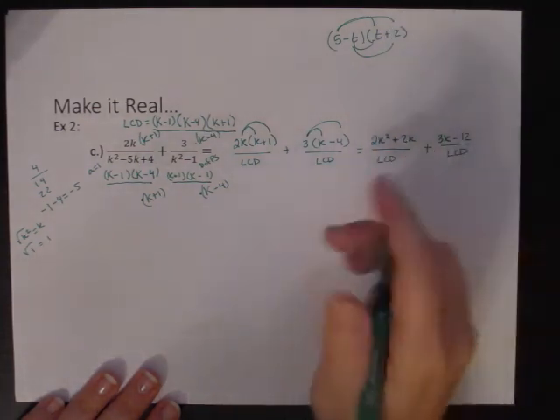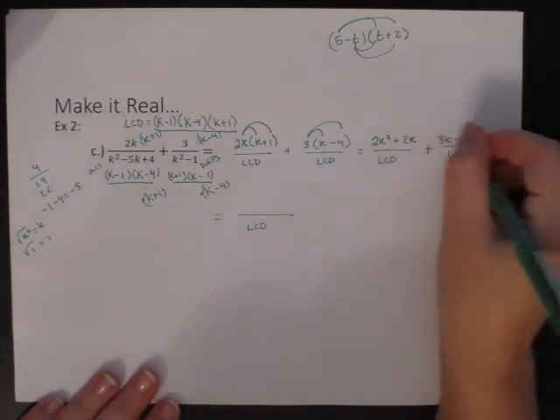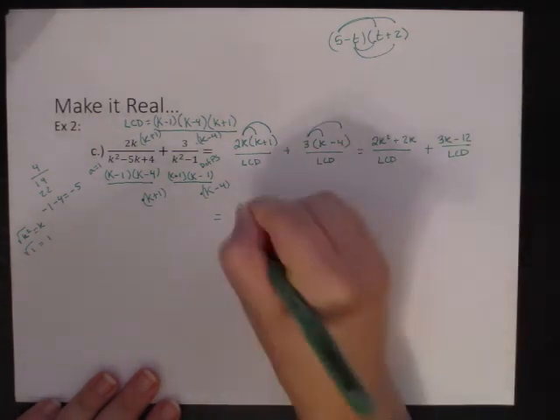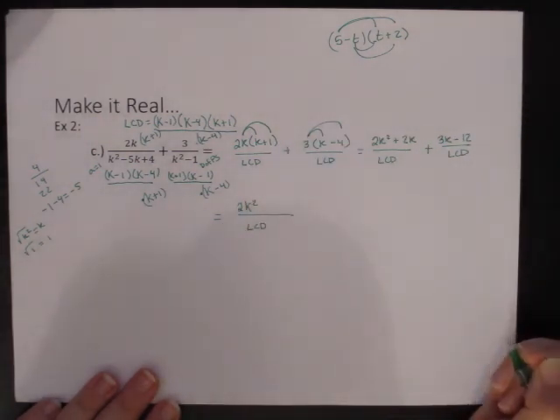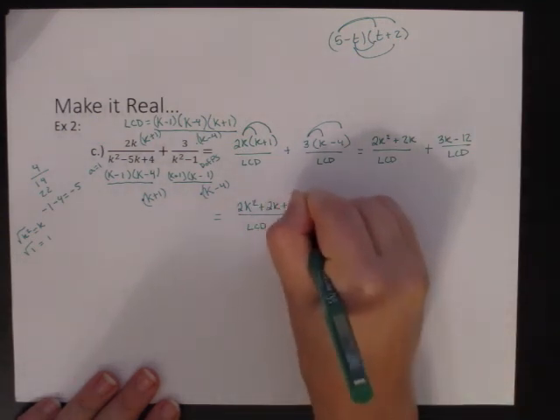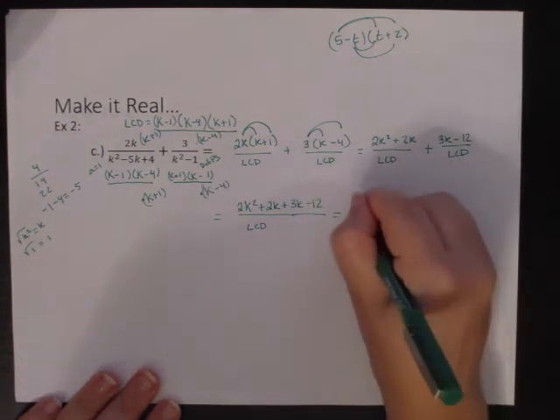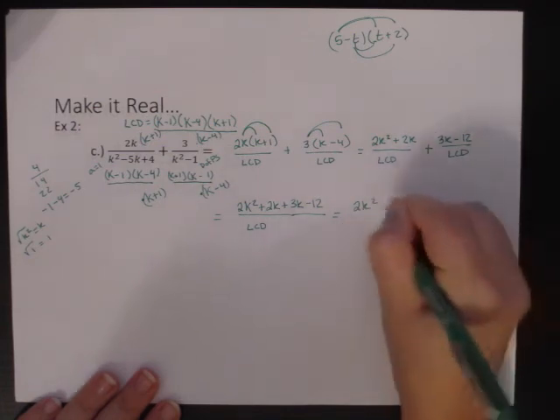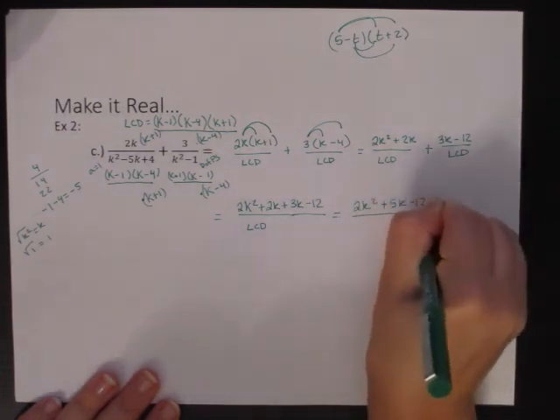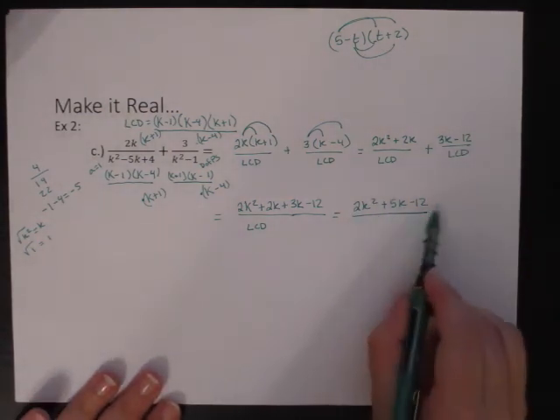So now what we got to do is our LCD is the same. So we're going to keep the LCD and we're going to put together your numerator. So I've got 2k squared plus 2k plus 3k minus 12. Alright, and if I look at this, it'll be 2k squared, combine my like terms, so plus 5k minus 12, over my LCD.